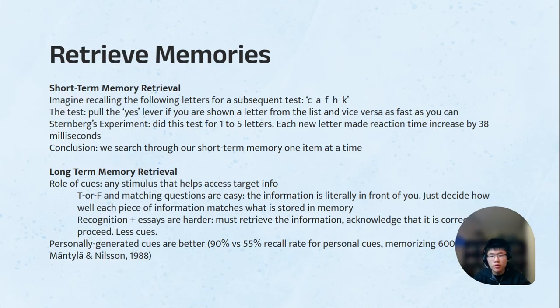Now, for long term memory, there is a significant impact for cues. Cues are very important. And cues are any stimulus that helps access target info. This is why true or false questions and matching questions on a test are easy. The information is literally in front of you, and you just have to decide how well each piece of information matches what is stored in your memory already.